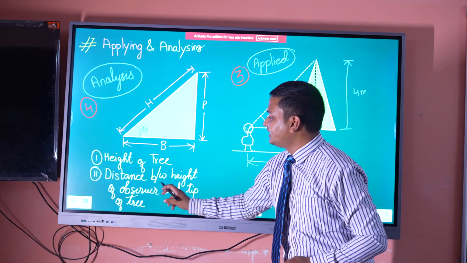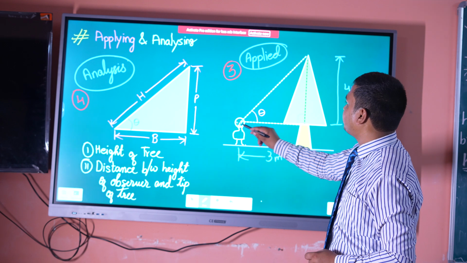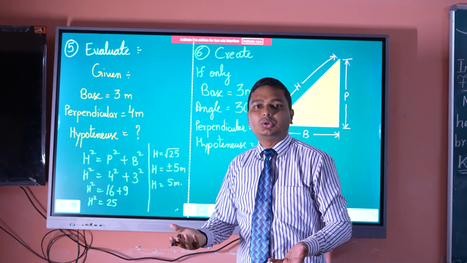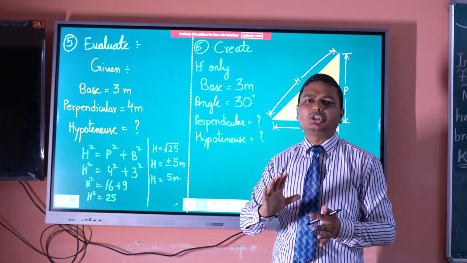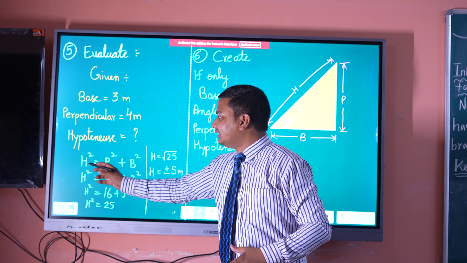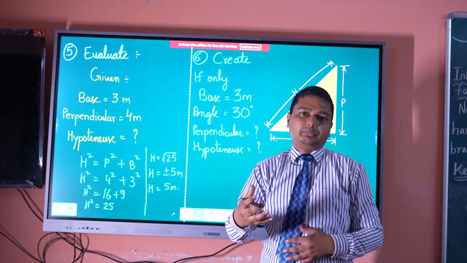Let's find out the distance between the observer and the top of the tree, from here to here. Let's calculate. There are different conditions. So how do I calculate the hypotenuse? Suppose I don't know the trigonometry concept, at that time how will I calculate? I will use the Pythagoras theorem. As you know, hypotenuse square is equal to perpendicular square plus base square.